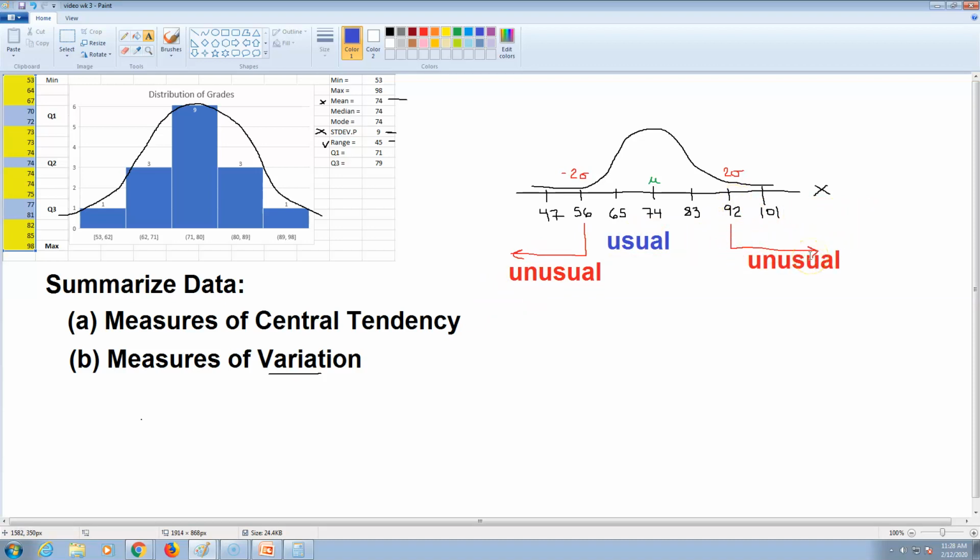So a student who got a test score that was 92 or more, that score, I should say, is unusual. It's not typical. Why? Because you can see that anything that is 92 or more is around the tail. And that means not so many students got those scores. When you're in the tails, that means the least amount of the data set is there.